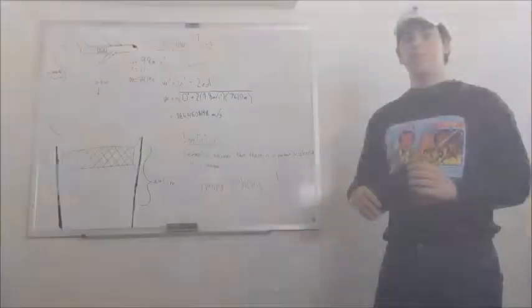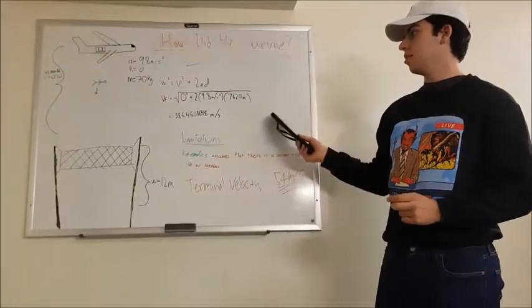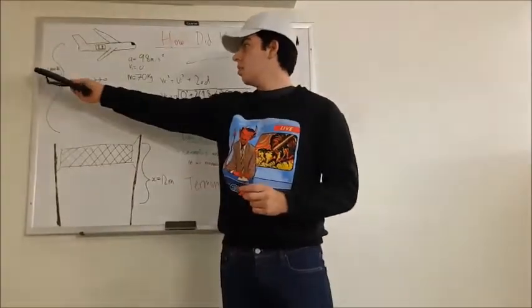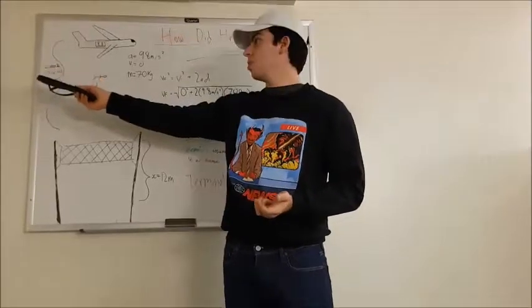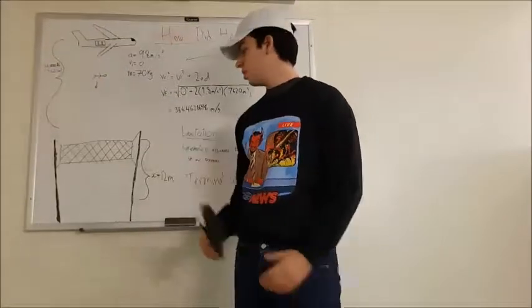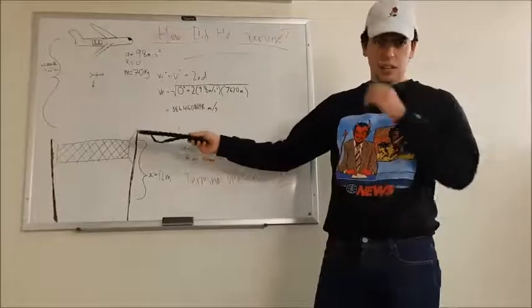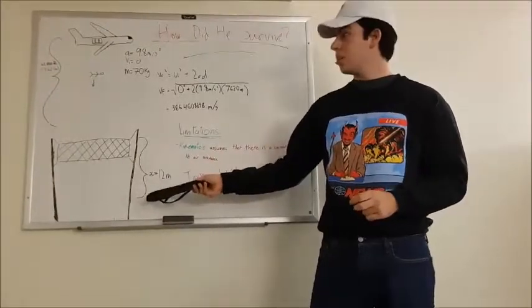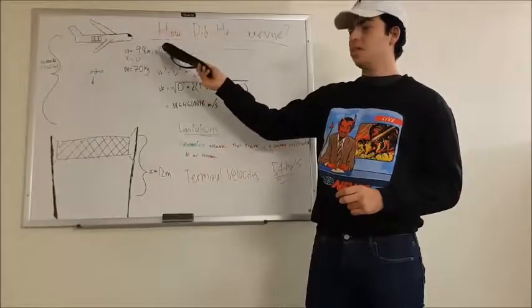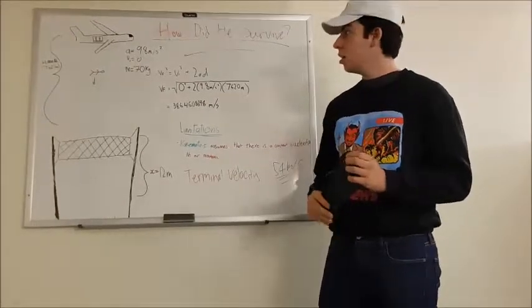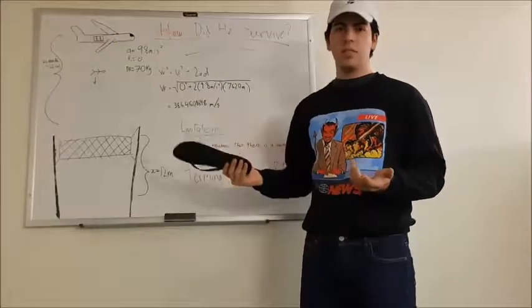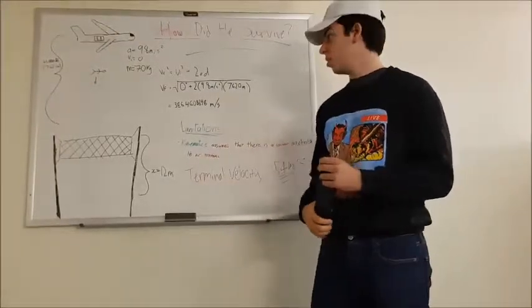To figure out how he survived, we had to do some kinematic calculations. So here are the variables to start off with. We found out that he fell 25,000 feet, which is 7,620 meters. When he fell and hit the net, there was a distance of 12 meters that it took until he hit zero velocity. We assumed that the acceleration is 9.8 meters per second squared, that he had zero velocity when he dropped out, and that the mass of this man was 70 kilograms.